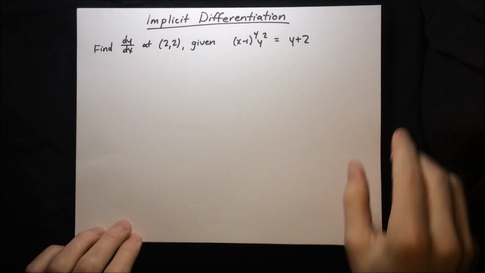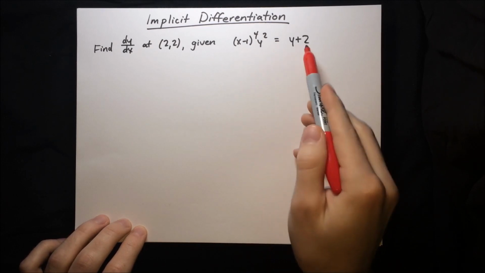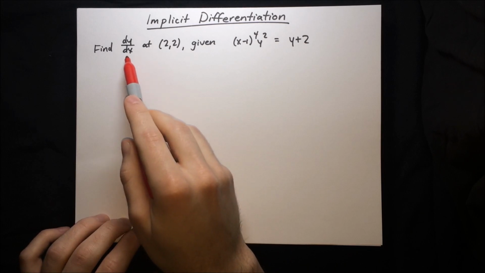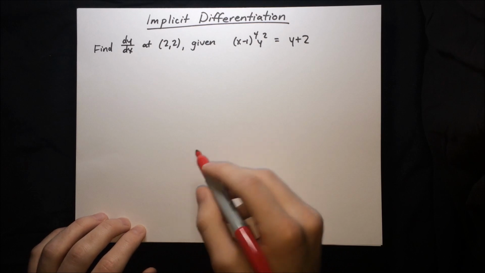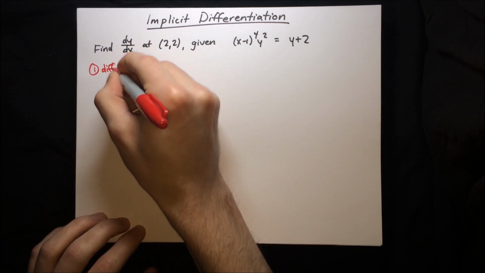For our final example, we're going to tackle a similar problem. We've got a product and y on both sides of the equation, but the difference is that we want to find the derivative at a particular point, (2, 2). But the process is still going to be the same. We're going to start off by differentiating.